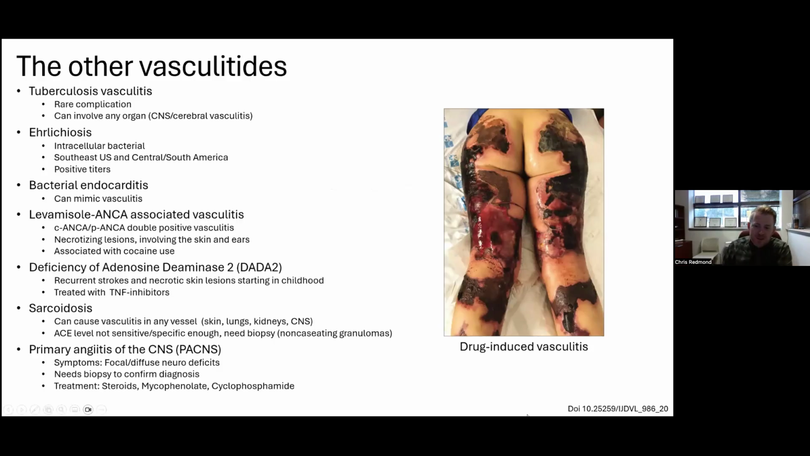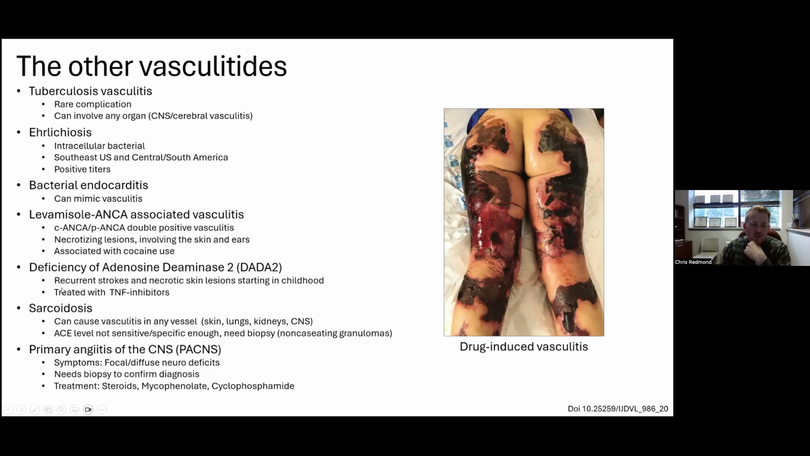Sorry about this pretty dramatic picture over here, someone who has levamisole-associated ANCA-associated vasculitis. So these patients will have C or P or both ANCAs be positive, and they'll develop these really severe skin lesions that can involve the face and the nose commonly as well. It's associated with cocaine use because this is an anti-helminth agent that is used to cut cocaine apparently, and it can cause these lesions.